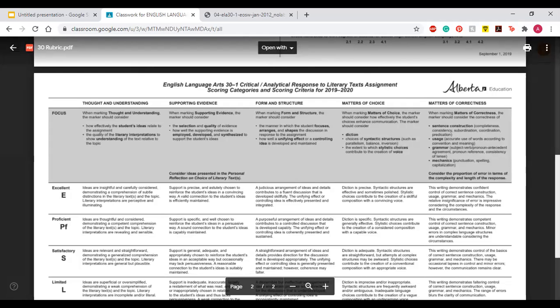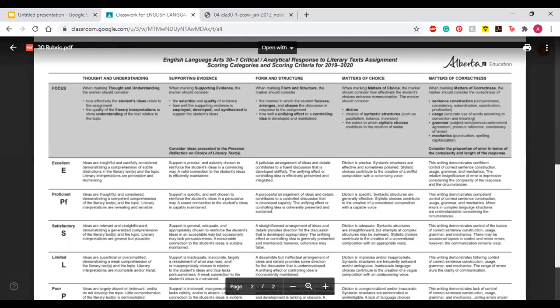I'm going to explain it. So first, they're marked on 5 categories where you can score excellent, proficient, satisfactory, limited, or poor. If you score poor, you basically did it completely wrong, and if you scored excellent, you did it completely right. So you're marked on thought and understanding, supporting evidence, form and structure, matters of choice, and matters of correctness. So thought and understanding is how effective the ideas relate to the assignment. So if your assignment is correct, and if you're not off topic, you should score an excellent.